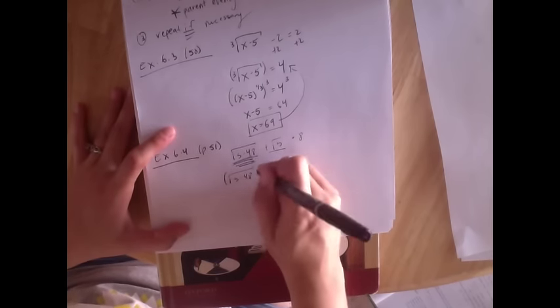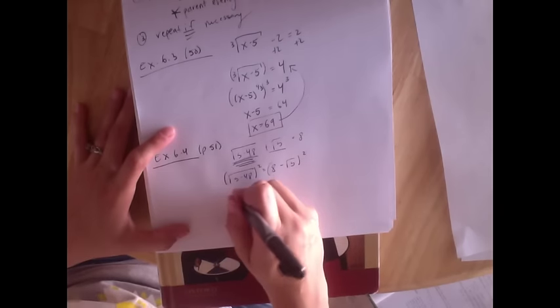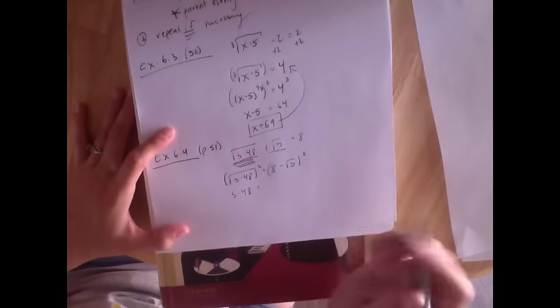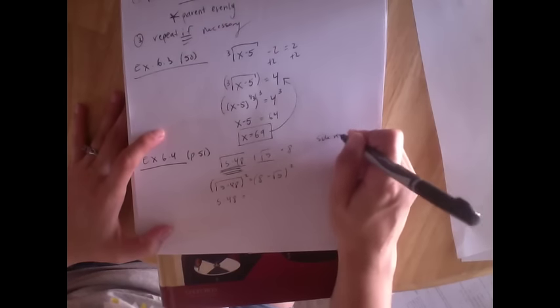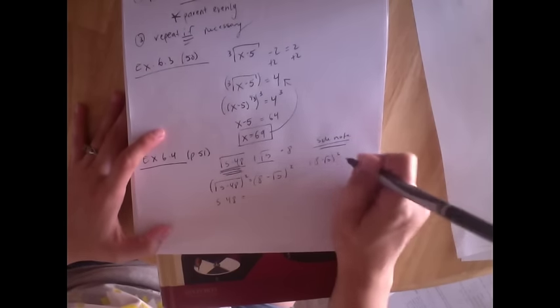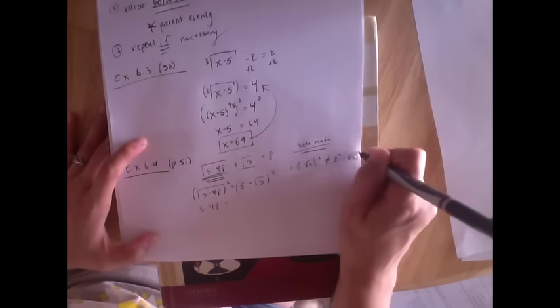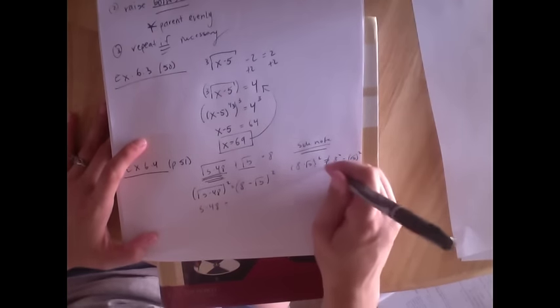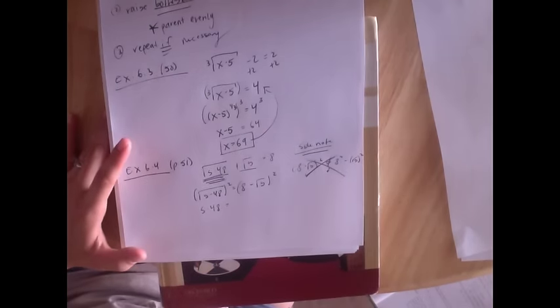Now I raise to the appropriate power, which means I square it. This side will become s minus 48. This side, okay, here's my side note. Very important: 8 minus the square root of s, squared, is not 8 squared minus the square root of s squared. Never, ever. No, no, no. Do not make that mistake.